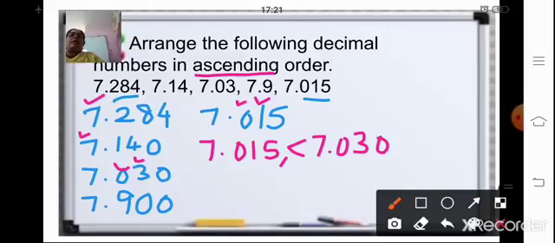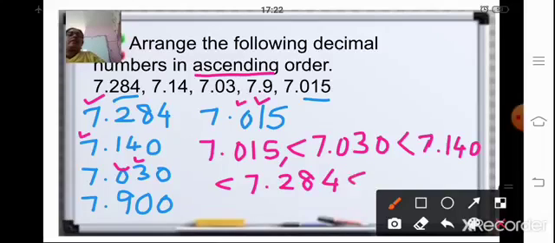Now this number is smaller than the next number, that is 1 in the 10th part. So 7.140 again is smaller than the next number, that is 2 in the 10th part. So 7.284, and the last number, that is 7.9000. So we have arranged the numbers in ascending order, that is, smaller decimal number to greater decimal number.